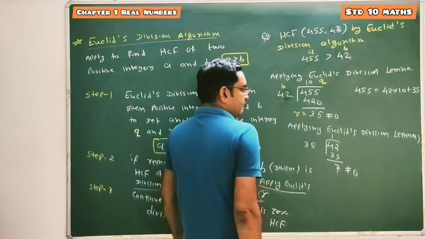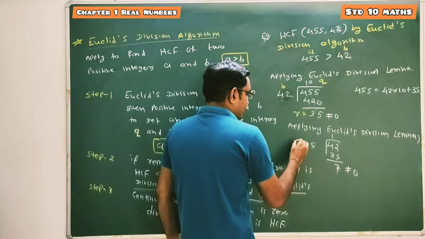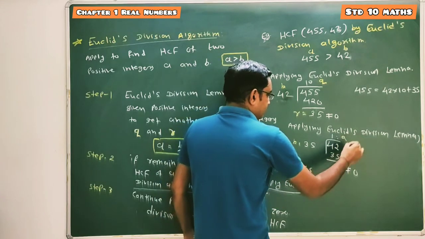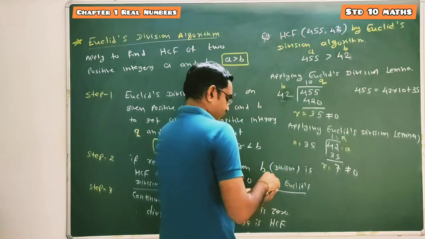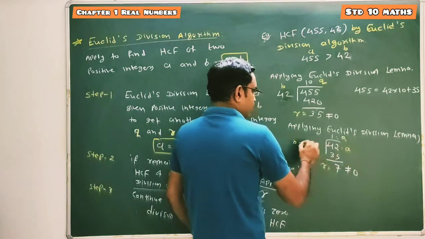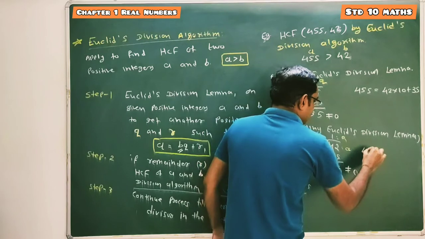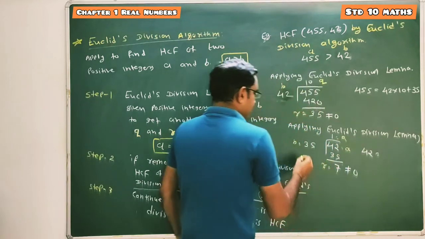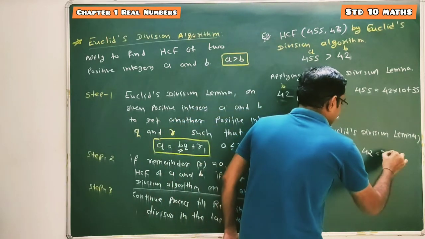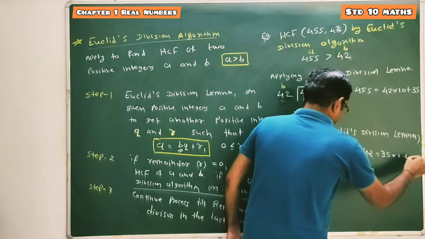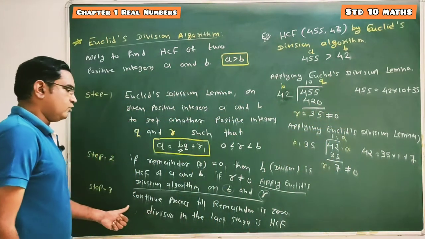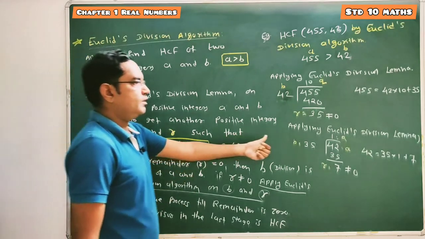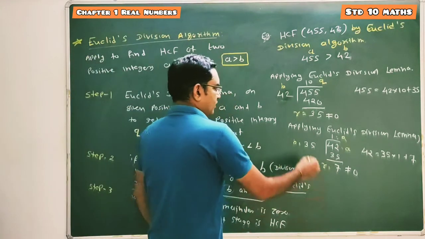So for this Euclid's division lemma, this is the value of b, this is the value of q, this is the value of r, and this is the value of a. So what we can write? We can write a equal to bq plus r. So 42 equal to 35 into 1 plus 7. Remainder is not 0. So we have to continue the process, that means applying Euclid's division lemma on b and r.